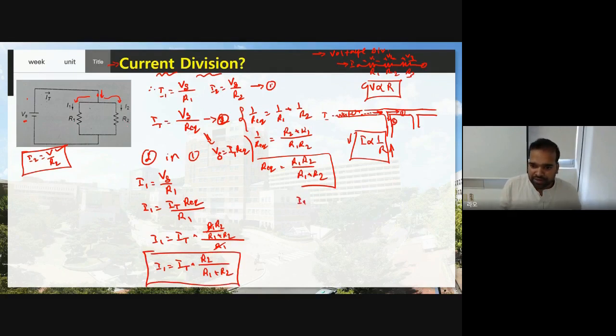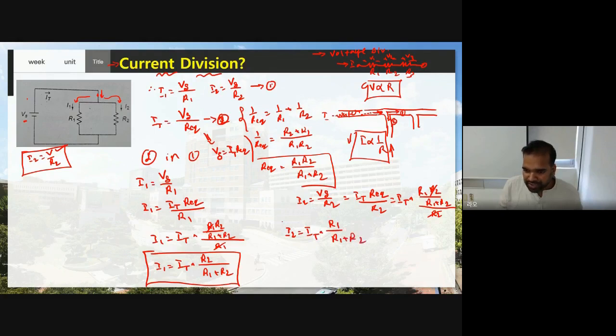What is I2? I2 equal to Vs by R2. Now you already know Vs equal to what? IT R equivalent by R2. Now you already know IT R equivalent means what? You already found it here: R1 R2 by R1 plus R2, and divided by this R2. So R2 will get cancelled. Therefore I2 equal to what? IT into R1 by R1 plus R2.